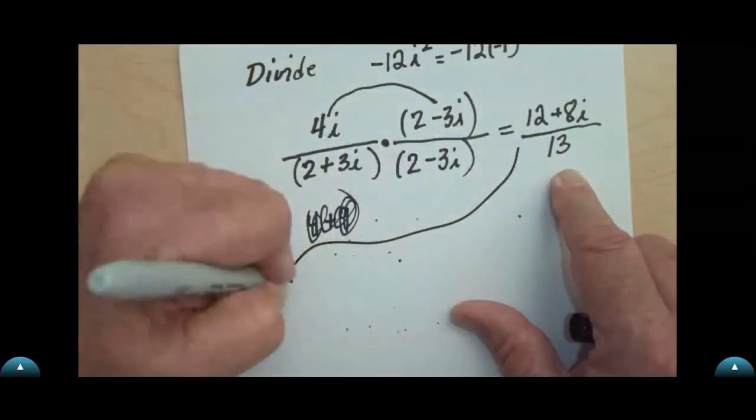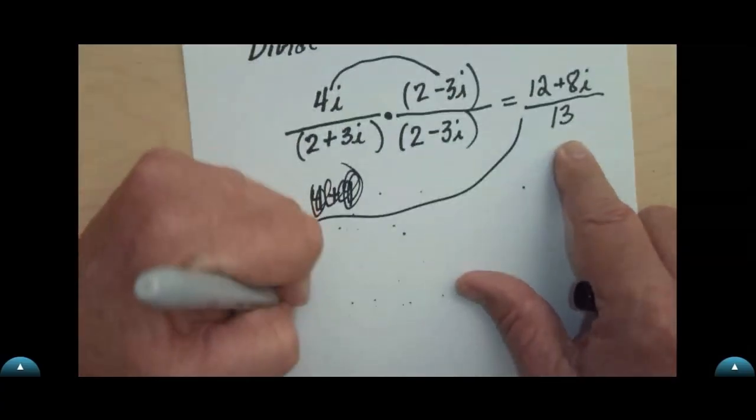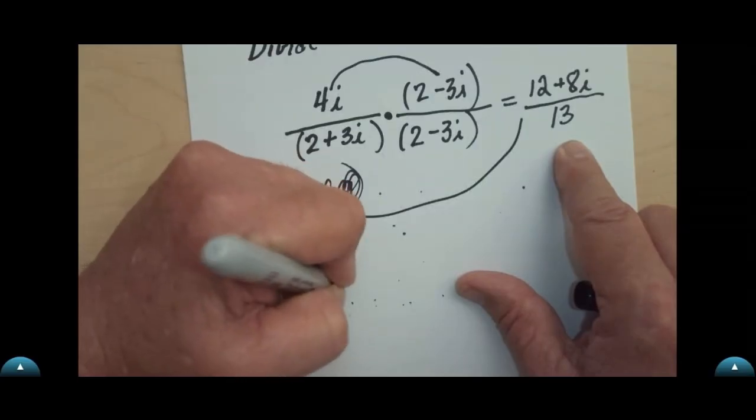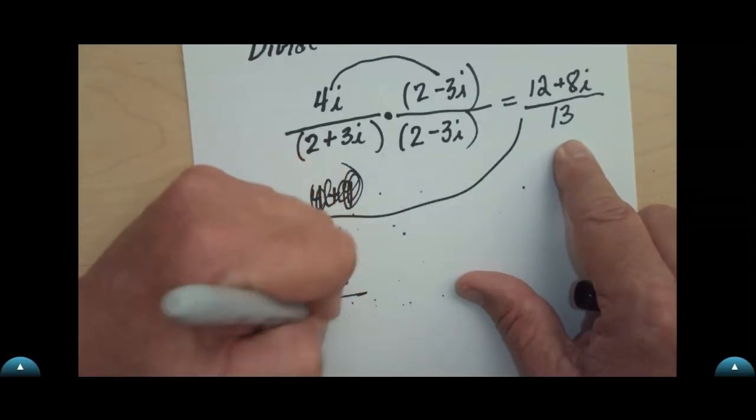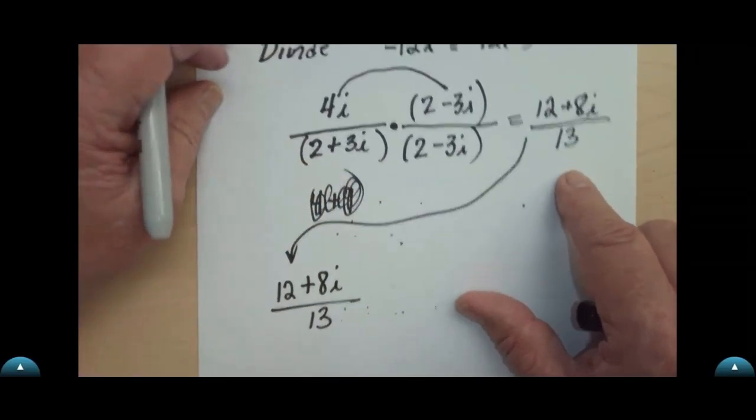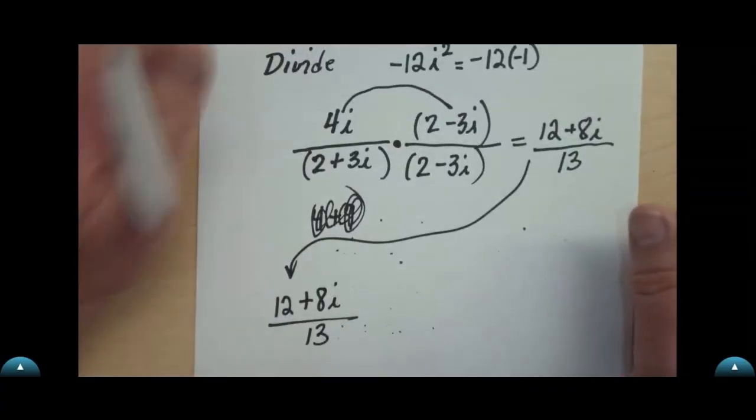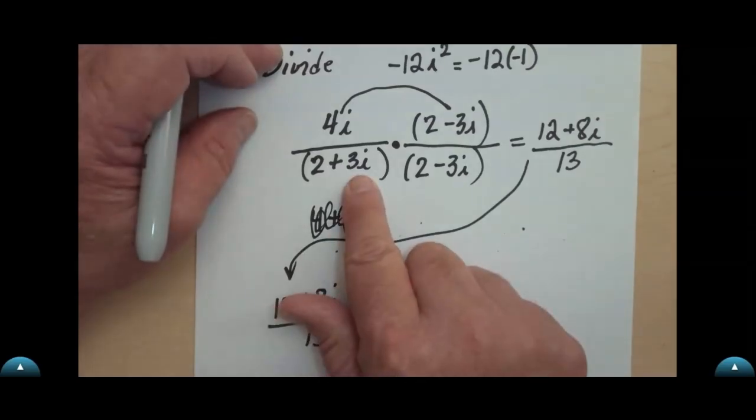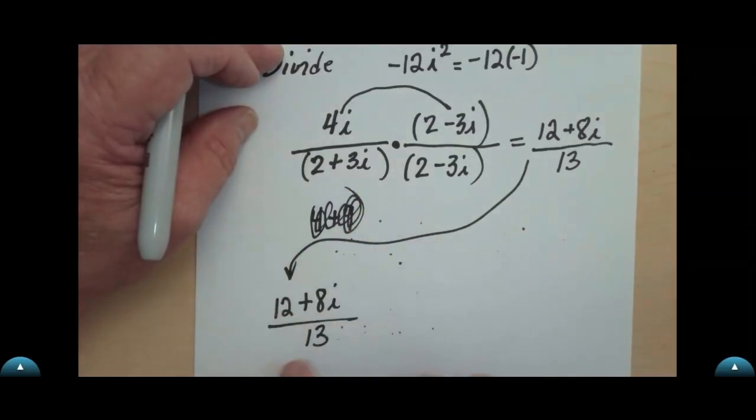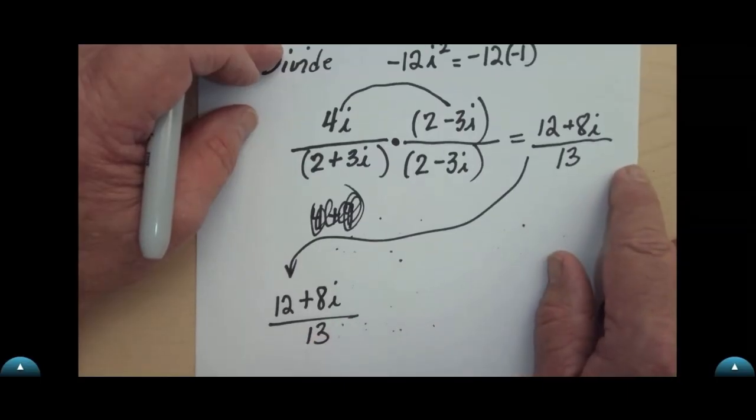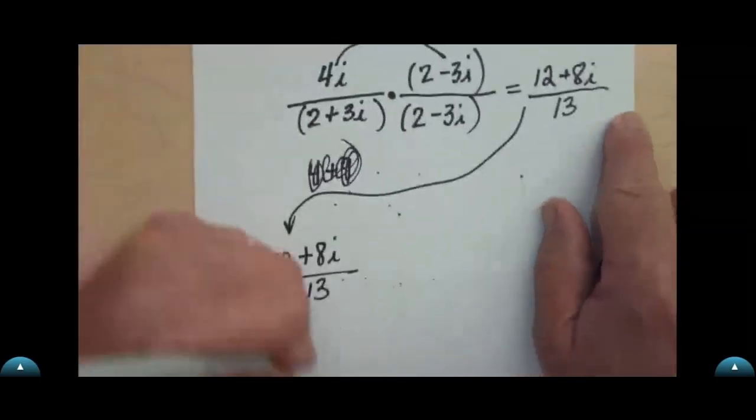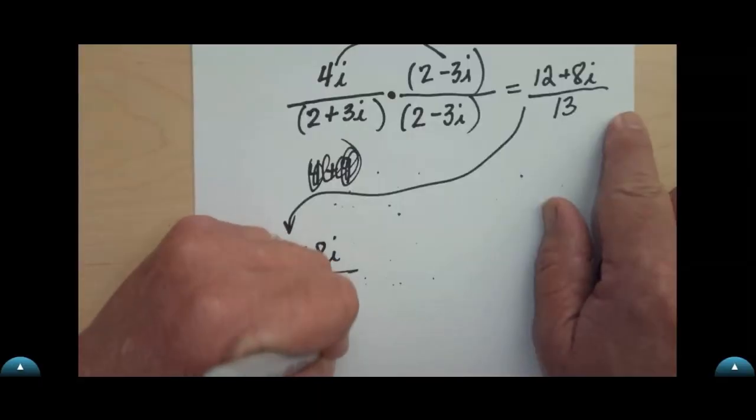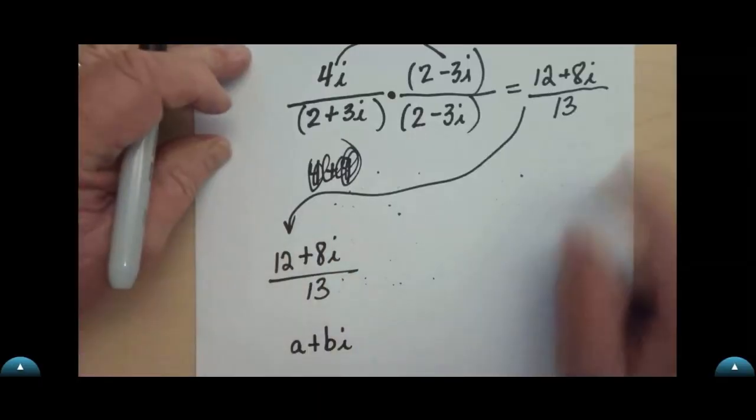The only thing we need to do from there, once we get to that point where we've got 12 plus 8i over 13, is this: what you're going to find when you do the homework problems is that they will tell you to do this division problem and to state your answer in standard form for a complex number. And remember, standard form for a complex number is a plus bi.